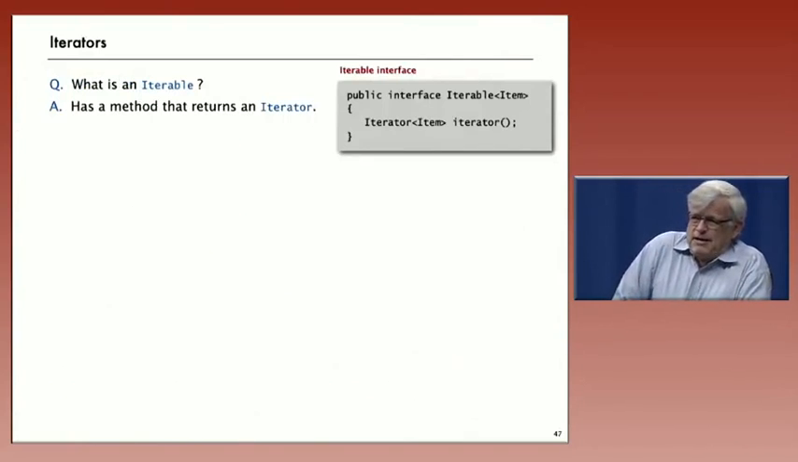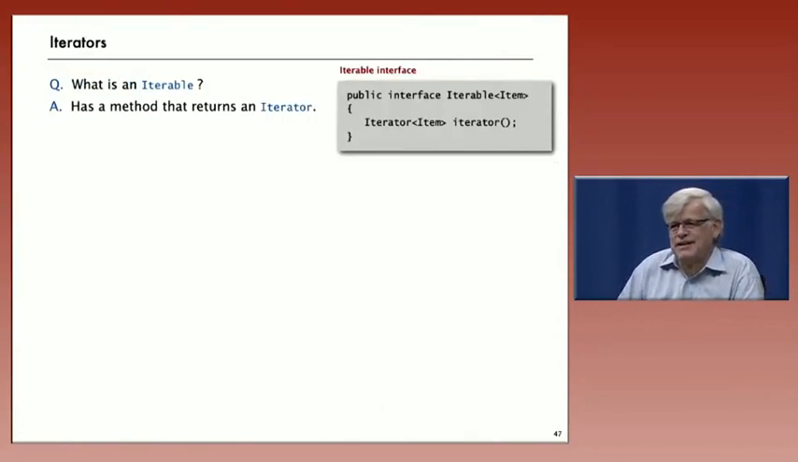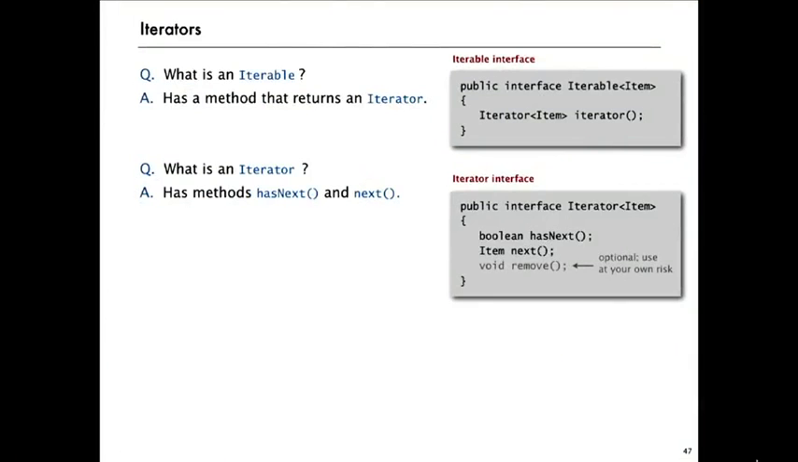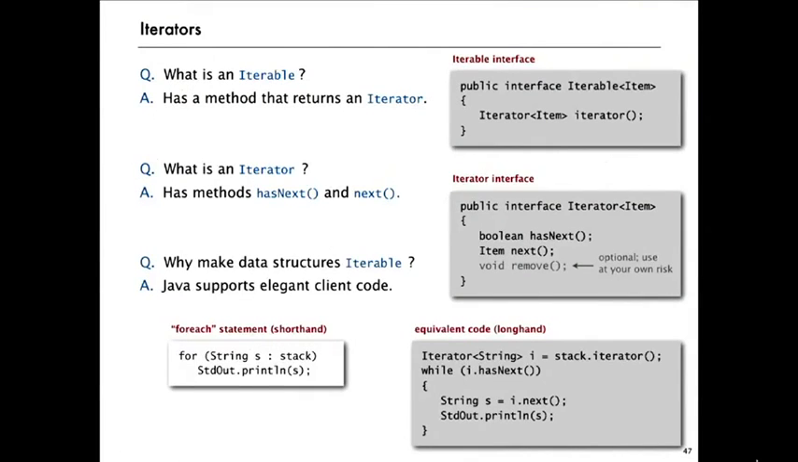So what's an iterable? In Java lingo, an iterable is a class that has a method that returns an iterator. And so what's an iterator? An iterator is a class that has methods hasNext and next. Java also allows remove. We think that one is bad news, so we don't use it. It can lead to insidious debugging problems. So hasNext and next. And so to make a data structure iterable, we're going to implement those things. And it seems like a lot of baggage to carry around.